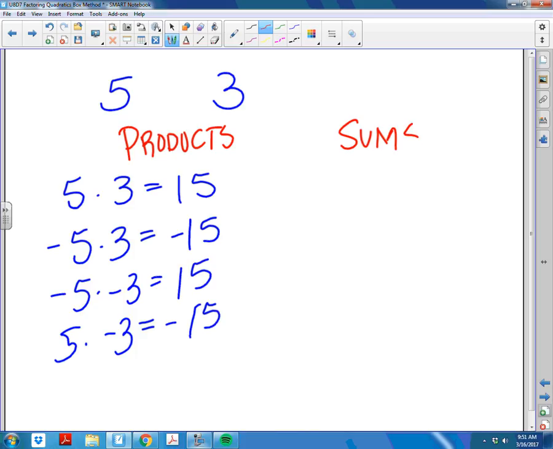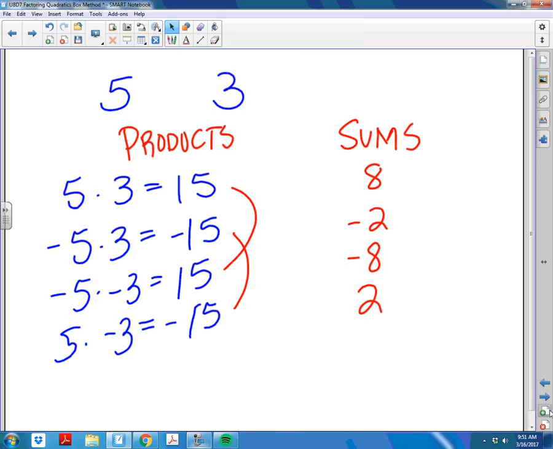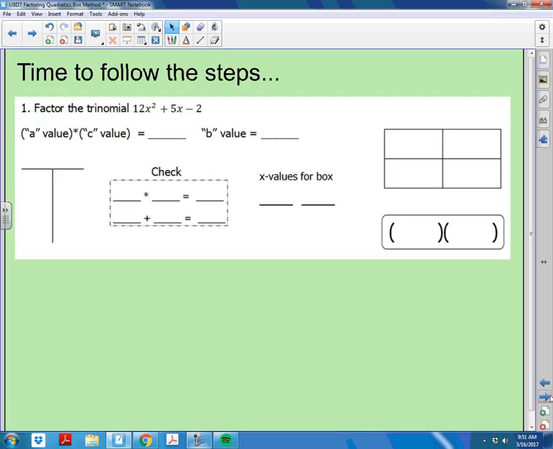What are the sums of those same combinations? What's the sum of 5 and 3? 8. The next sum, negative 2. What's the sum of the next one? Positive 2. So even though we have matching products, we don't have matching sums, right? And you really have to consider, guys, both the products and the sums when you're determining the factoring. And let me show you what it all looks like.